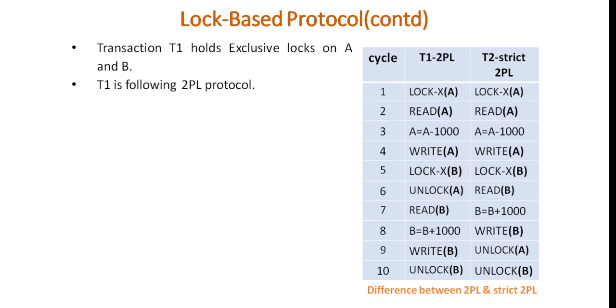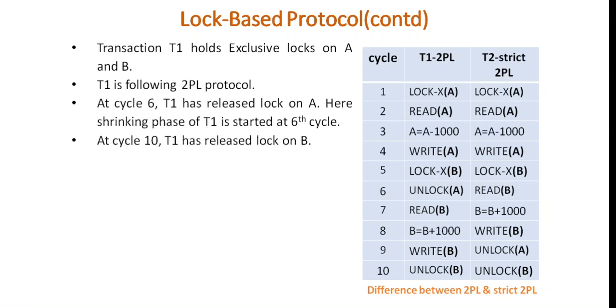Here T1 has exclusive locks on data item A and data item B, and T1 is following the two-phase locking protocol. At time cycle 6, T1 has released the lock on A. You can see that at time cycle 6, T1 has an unlock instruction for data item A. This is the start of the shrinking phase of T1. And at cycle 10, T1 has released the lock on data item B. So here T1 is releasing locks immediately after use. This is called the two-phase locking protocol.